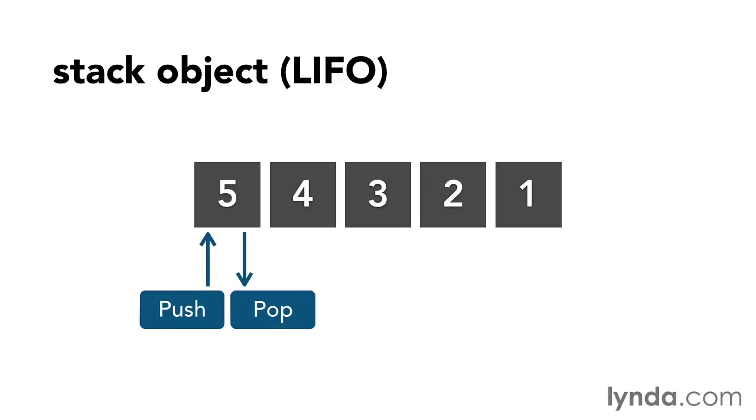The STL provides three distinct types of queues. The stack object provides a last in, first out, or LIFO queue, where you push and pop items from the same side of the queue, and items are removed in the reverse order from which they were inserted.